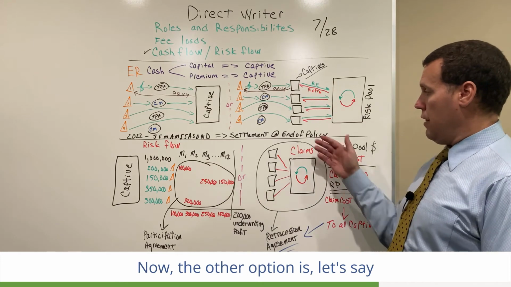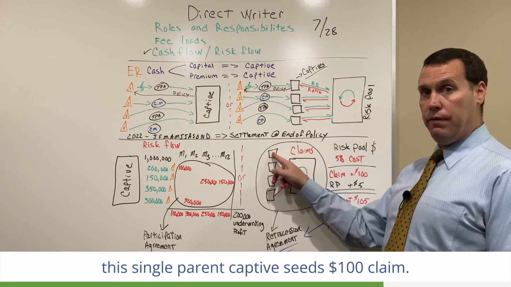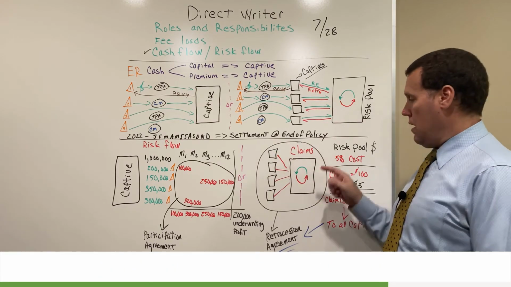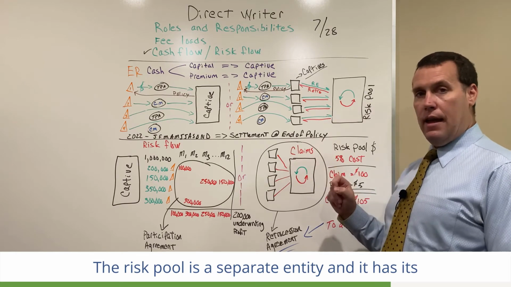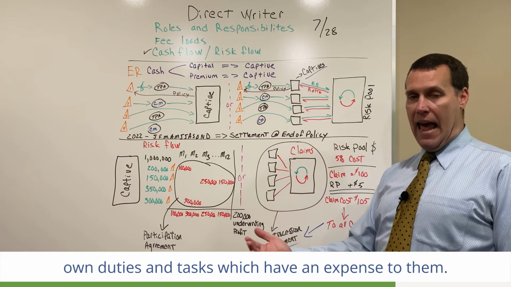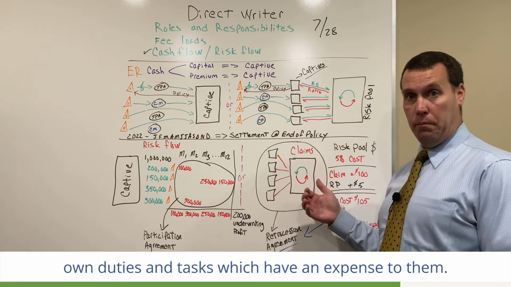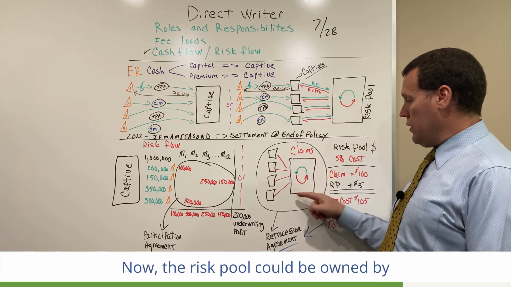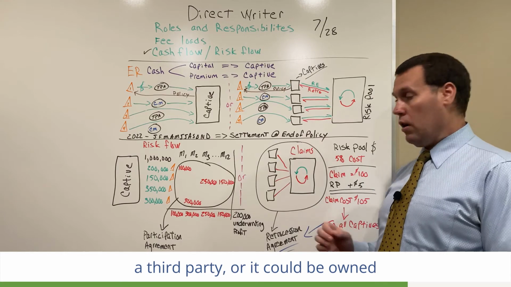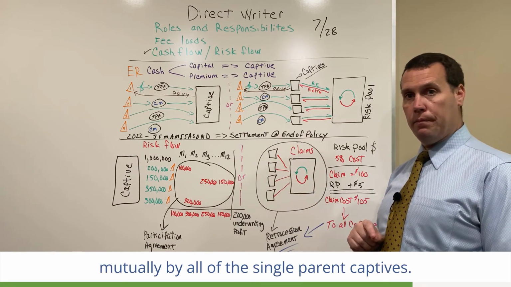Now, the other option is, let's say this single parent captive cedes a $100 claim. The risk pool is a separate entity, and it has its own duties and tasks, which have an expense to them. Now, the risk pool could be owned by a third party, or it could be owned mutually by all of the single parent captives.